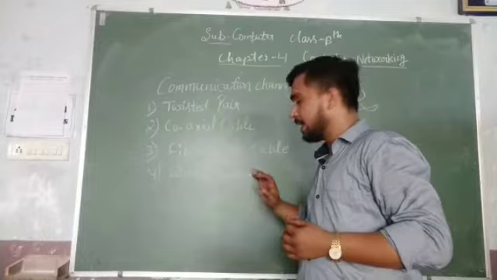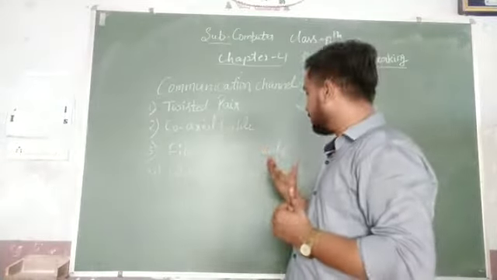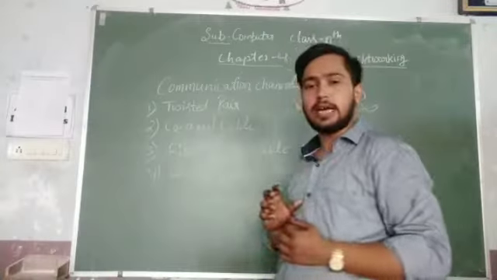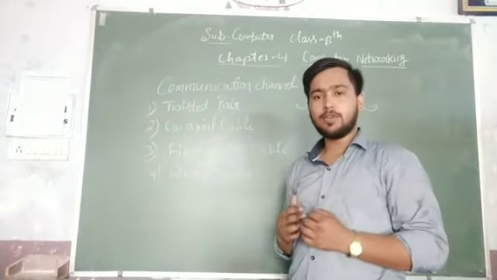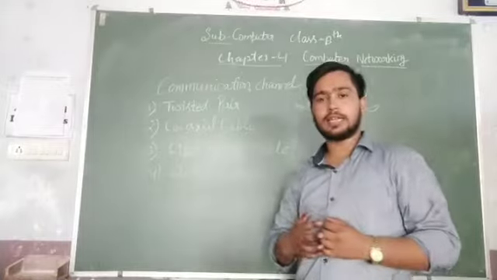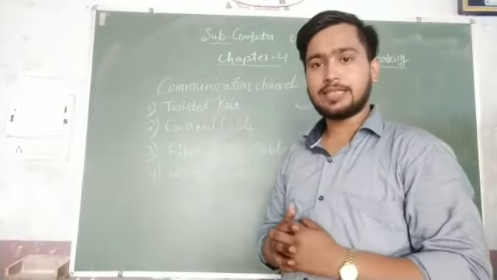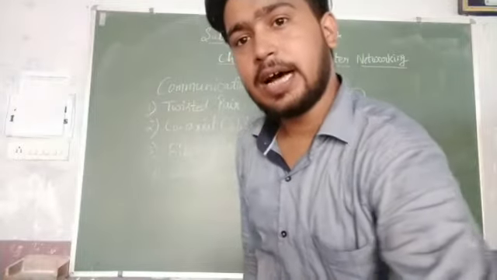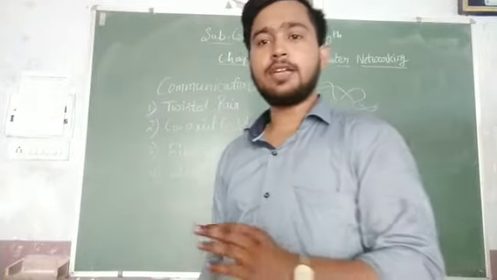Fourth is the wireless link. The channel in which there is no physical connection between nodes but they still communicate is called a wireless link. In this type of link, the networking is done by using radio signals.